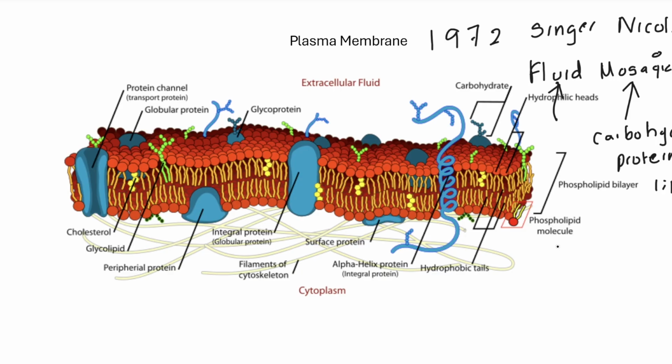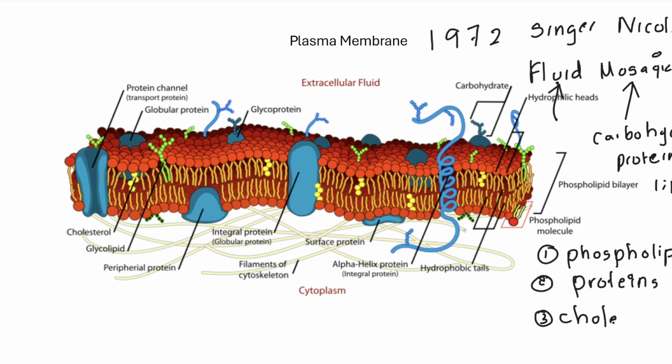When talking about the structure of the plasma membrane, it consists of four molecules: phospholipids, proteins, cholesterols, and carbohydrate.